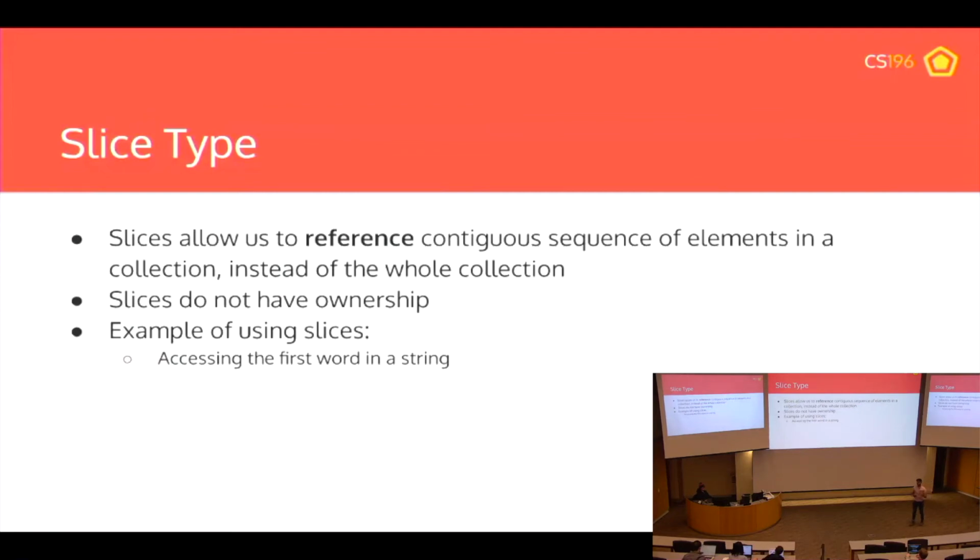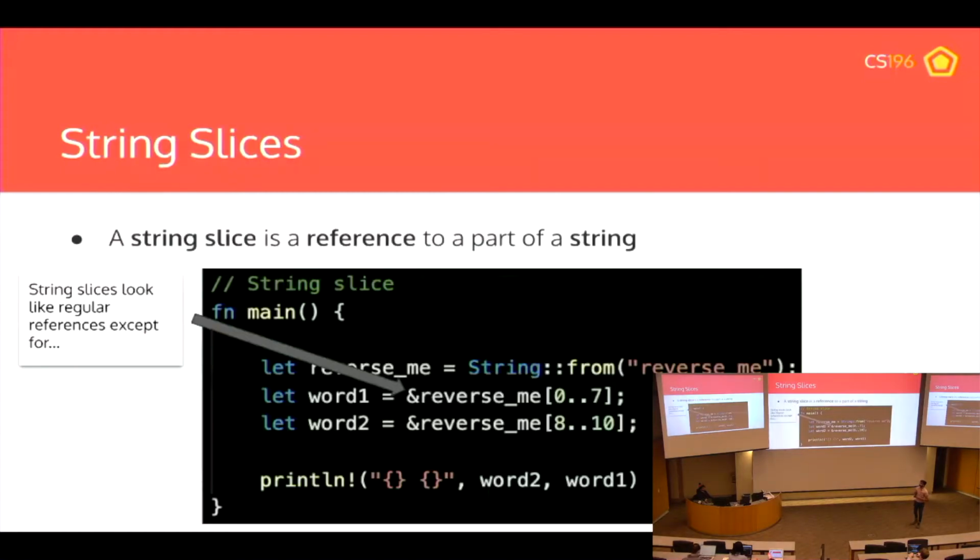Firstly, slices are references. That means they do not have ownership over what you're getting. A way we can use slices is, let's say we have a very long message, and we want to get just the first word. Or let's say we want to find the first occurrence of a specific word and the word right after it. That's where we can use slices. A string slice is a reference to a part of a string. They look like regular references except for the very end. Notice that you have the square brackets with 2 numbers and dots. It's kind of a weird looking format, but this part makes it very, very useful.